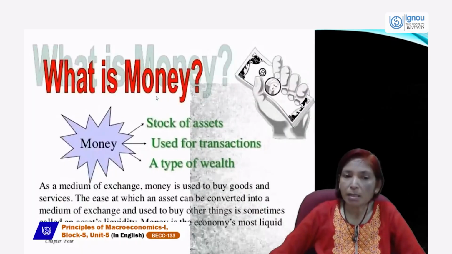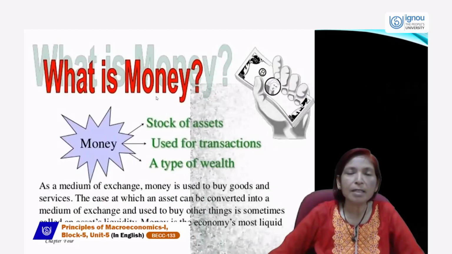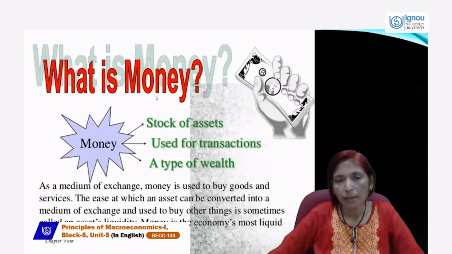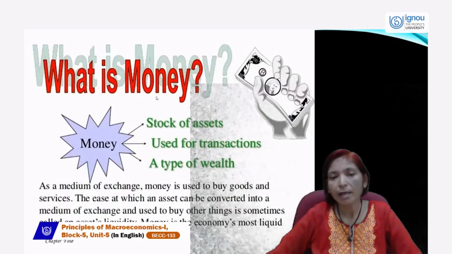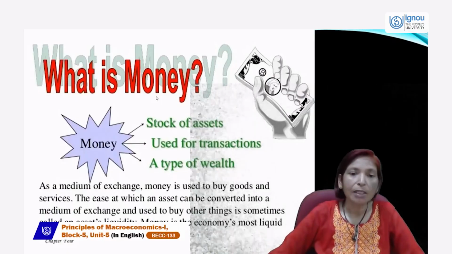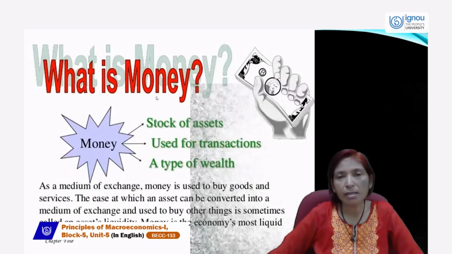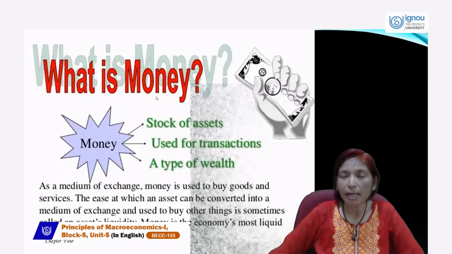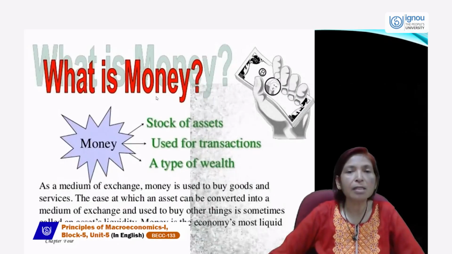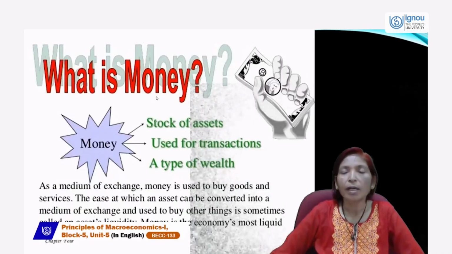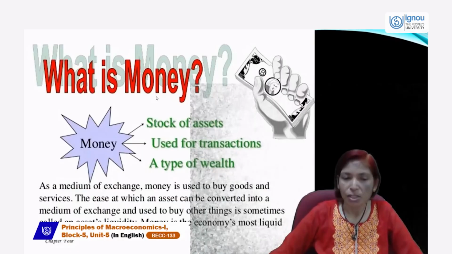What is money? Money means a stock of assets. It is used for transactions and it's a type of wealth, because with the help of money you can easily do all the transactions, and with the help of money you can stock assets. Buildings, machines and other capital assets you can buy with the help of money, and you can easily increase your wealth, your standard of living. So money is a medium of exchange.